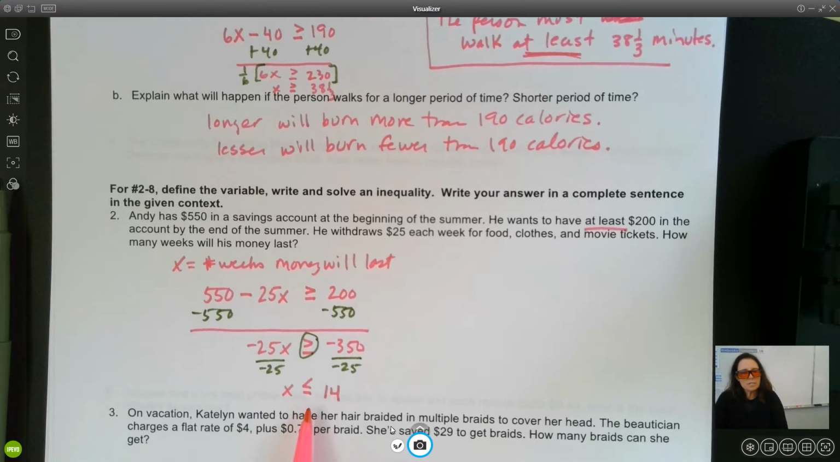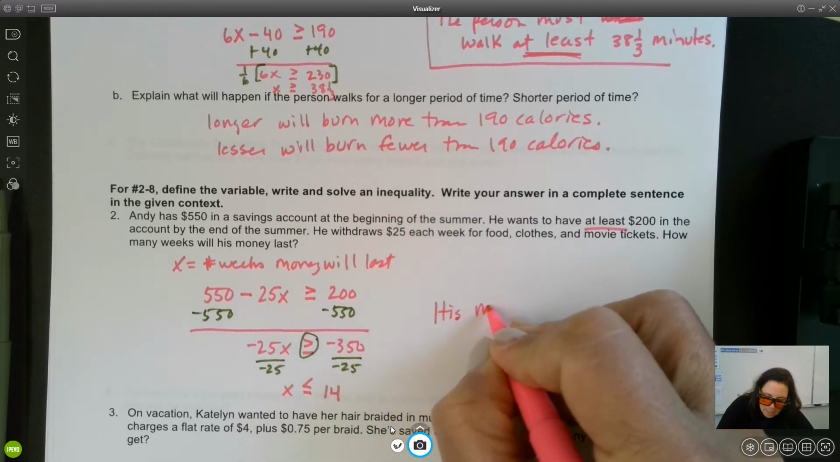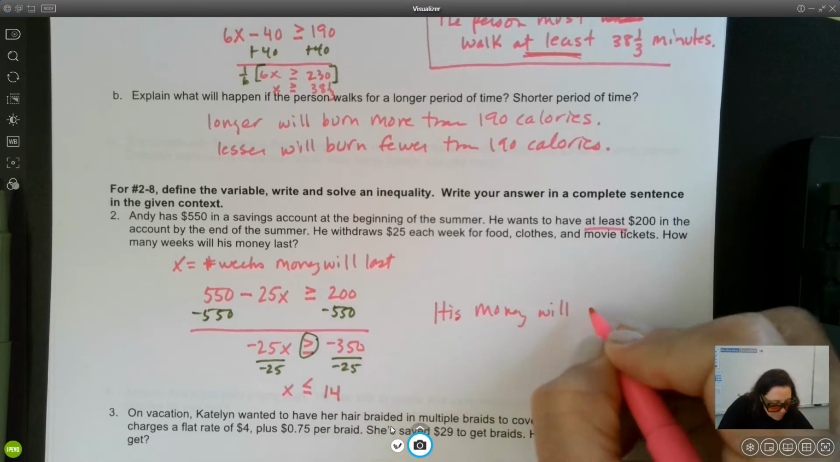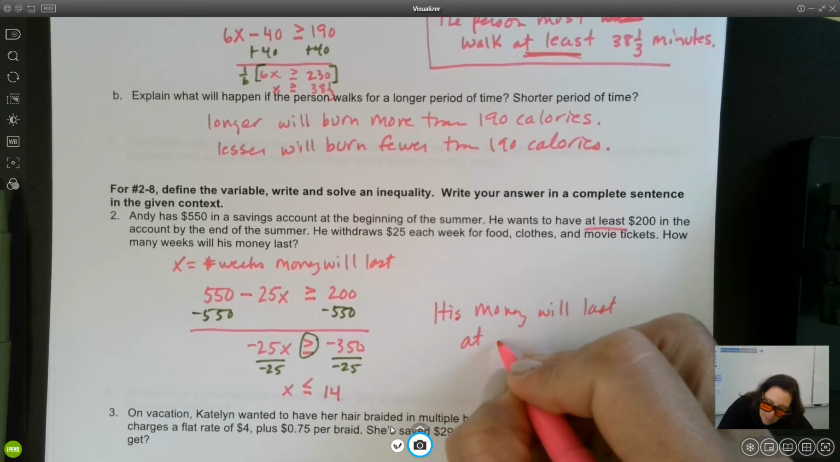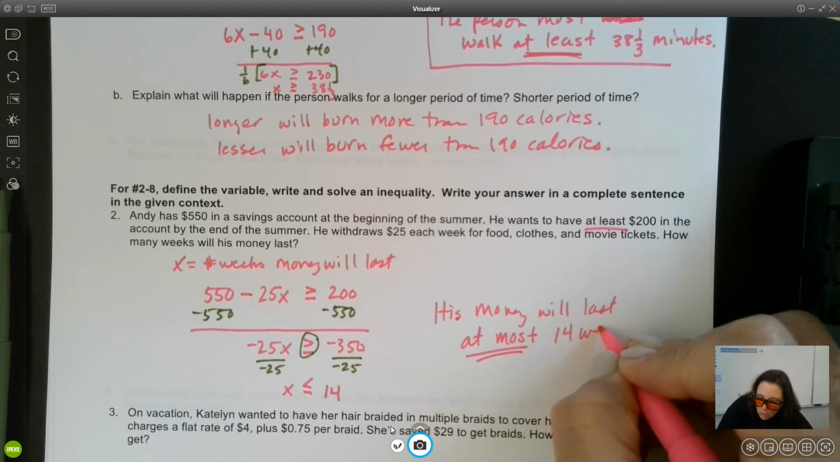We need to interpret this answer. Do not say his money will last for 14 weeks. His money can last for 10 weeks, or 1 week. So you want to make sure that you address this inequality. Here's one way to say that: his money will last at most 14 weeks.